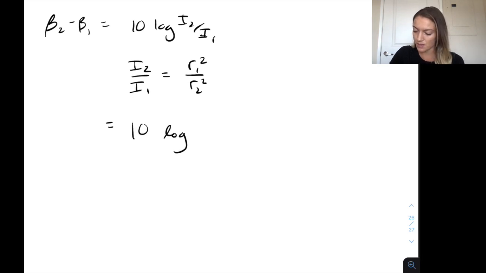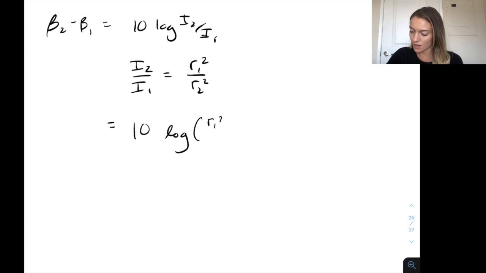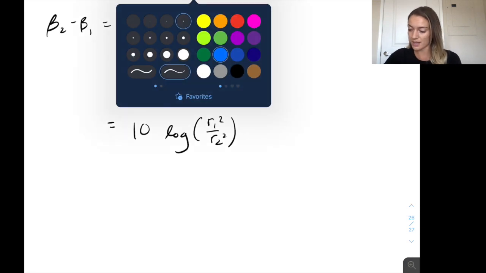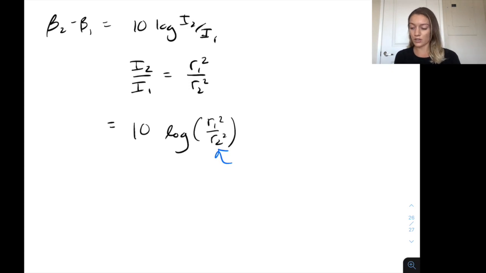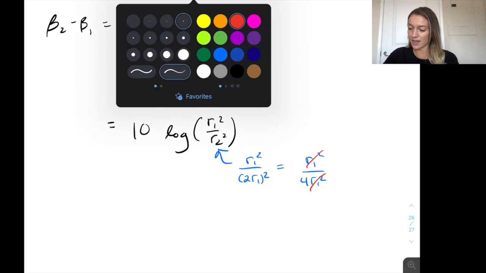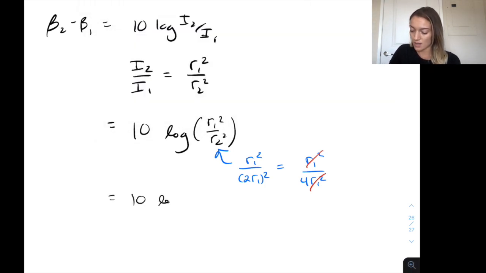So I get 10 log R1 squared over R2 squared. But we said that we moved twice the distance. Since I don't know what R1 and R2 are, I can say R2 is twice R1. So I can replace R2 with 2 times R1, and that becomes R1 squared over 4 R1 squared. So the R's actually cancel out, and I'm left with just the log of 1/4. It doesn't matter what my initial radius was; it ends up being still log of 1/4 if I'm doubling the distance.